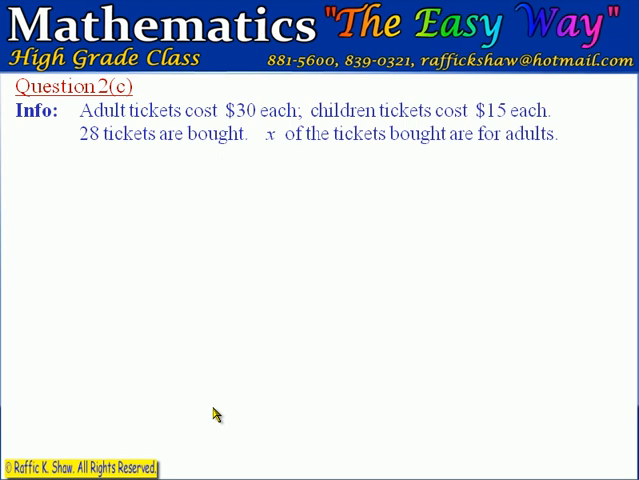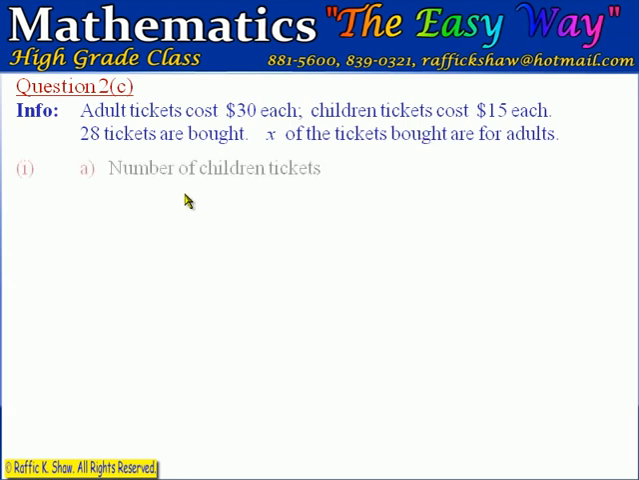Now question 2c tells us of tickets to a football match, and that adult tickets are sold for $30 each and children tickets are sold for $15 each, right? And it says that 28 of the tickets are bought by a company, right? And X of the tickets are bought for adults. So the number of adult tickets bought of the 28 is X, all right?